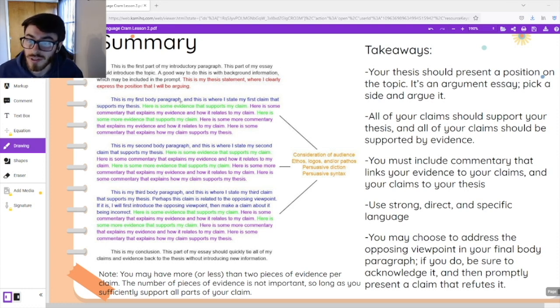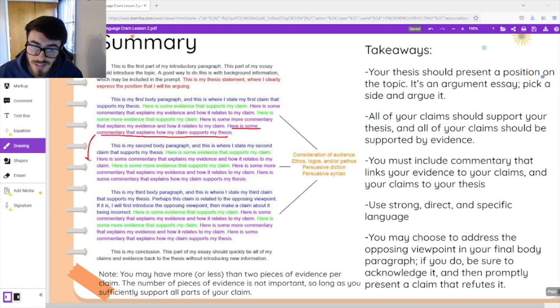From there, you go into the first body paragraph. This is my first body paragraph, and this first sentence is where I state my first claim that supports my thesis. Then you have some evidence that supports the claim, then some commentary that explains the evidence and how it relates to the claim, then some more evidence, then some more commentary. Then at the end, here is some commentary that explains how my claim supports my thesis.